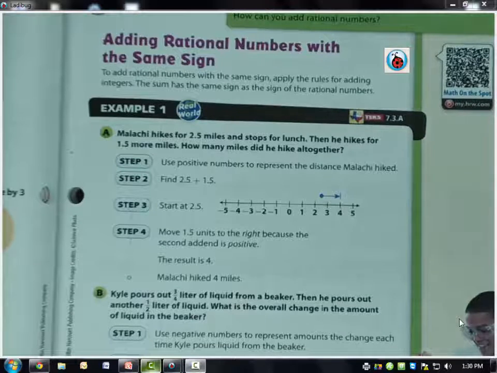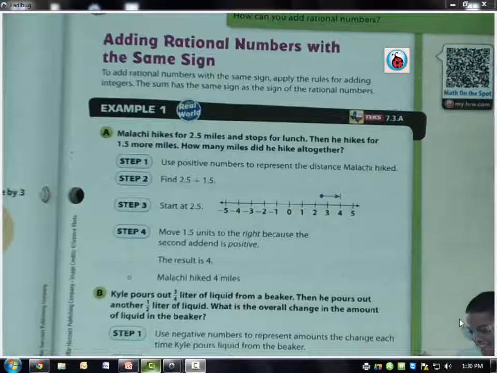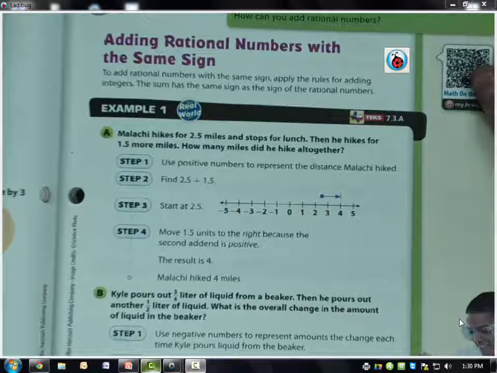So let's start off. Adding rational numbers with the same sign. We have done this. To add rational numbers with the same sign, apply the rules for adding integers. The sum has the same sign as the sign of the rational numbers. Okay, here we go. A.